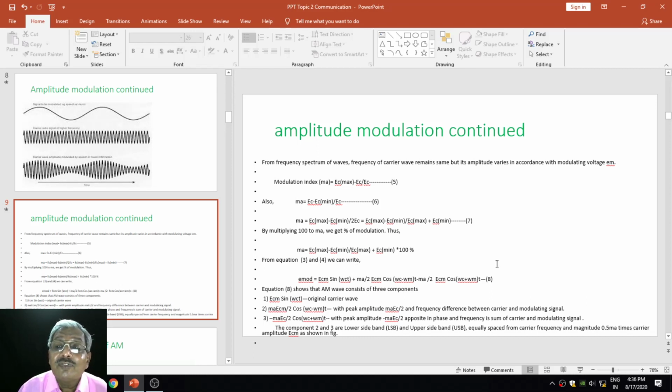From equation 8, we can say that it represents three terms. It is also the same as the modulated equation. From the modulated equation only, we have derived equation number 8. That includes now the three components. The first one represents the carrier wave component, which is here, that is ECM sine of omega ct, which represents the original carrier wave.